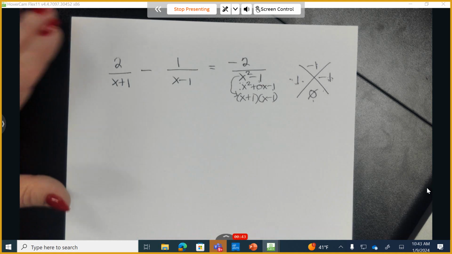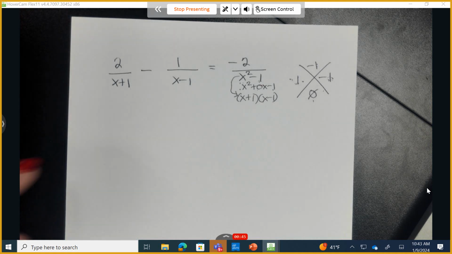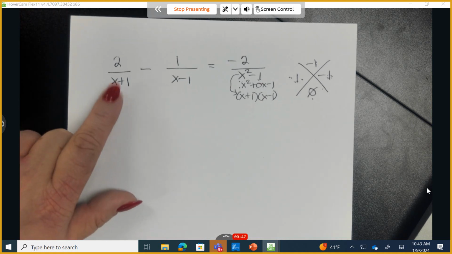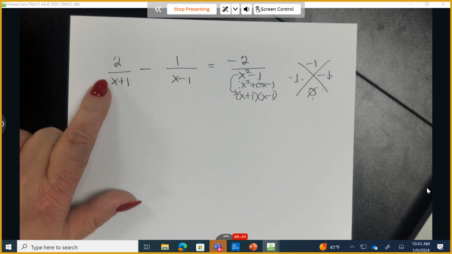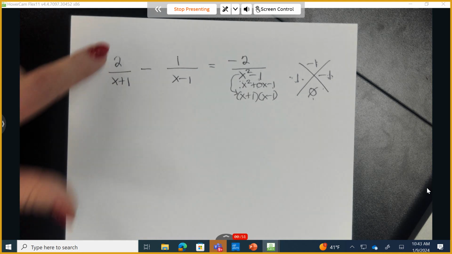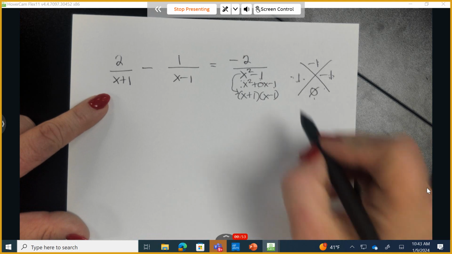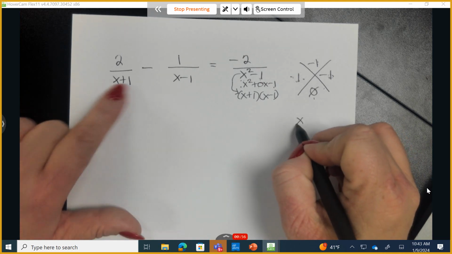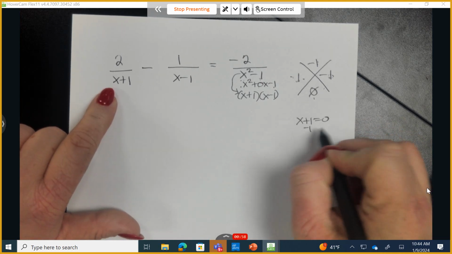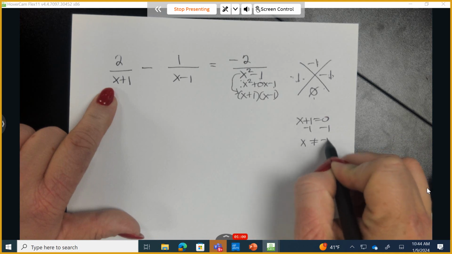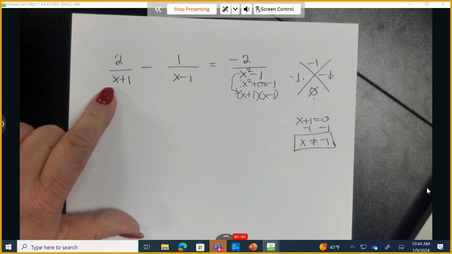The second step is to identify what x cannot be. So we would be in trouble if x equaled -1, and the reason is -1 plus 1 would be 0. We can never have 0 on the bottom of a fraction. Now, algebraically, we're going to take this, set it equal to 0, and solve, and that's how I'm able to show x cannot equal -1.